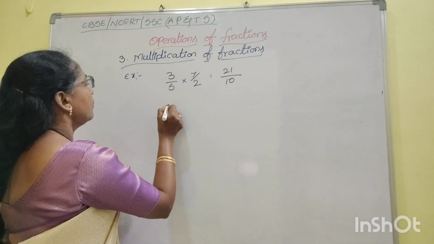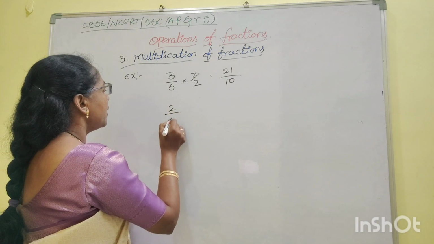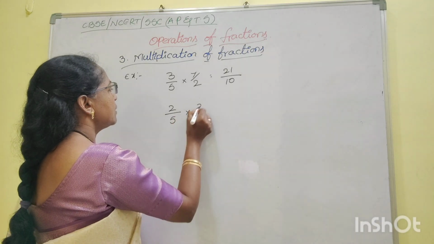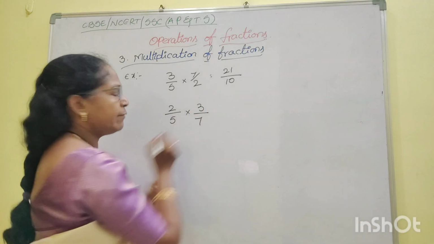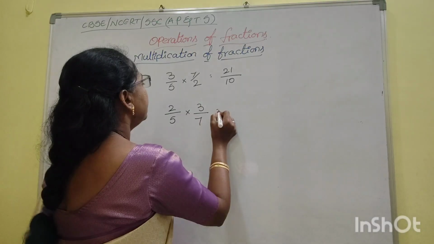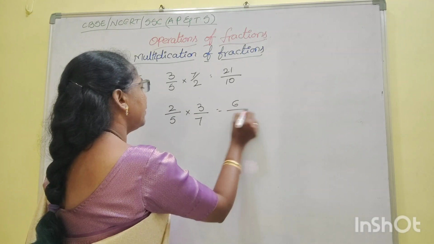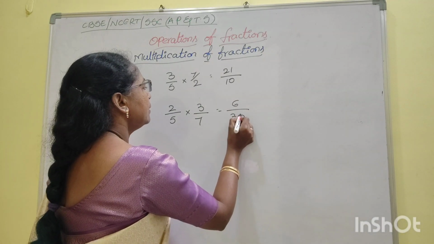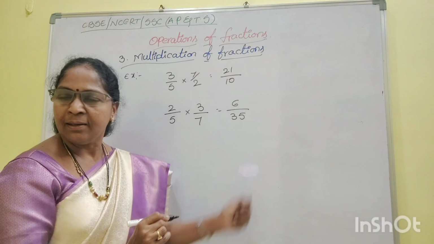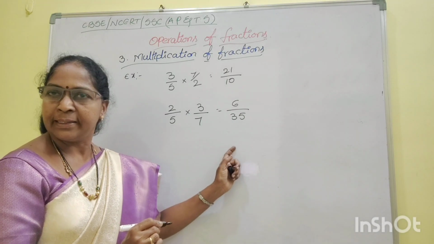Now here, 2 by 5 multiplied by 3 by 7. Now 3 2s are 6, divided by 5 7s are 35. This is the procedure and this is the answer here.